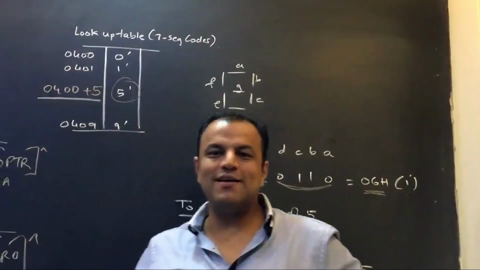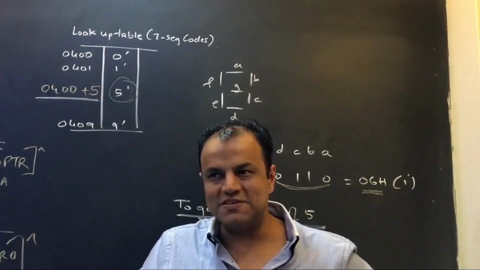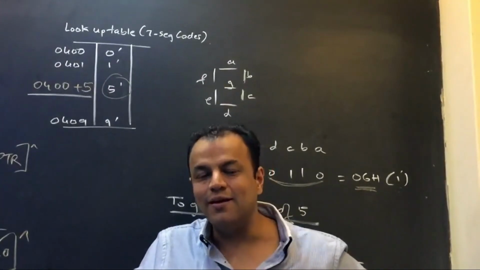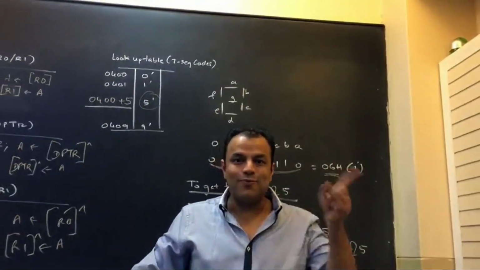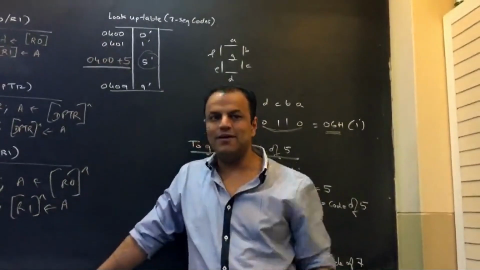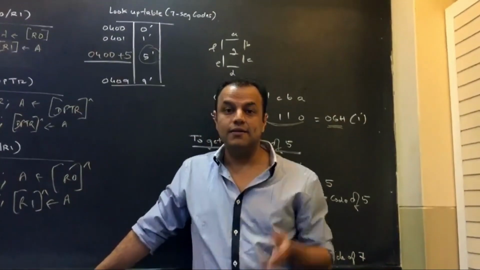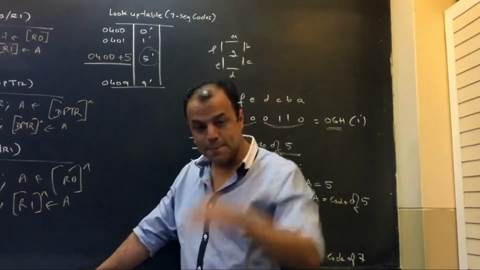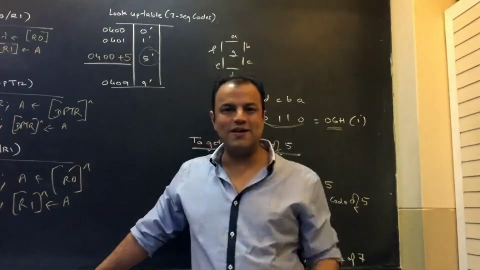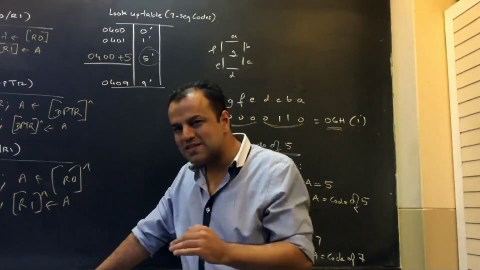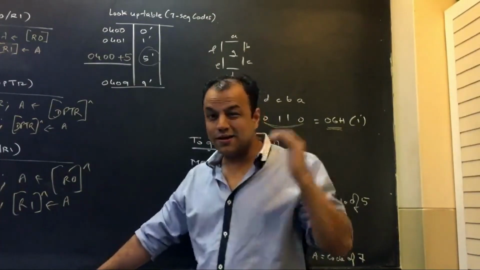Why did I say it like this? Because the table may not start at a sweet number like 0400. It may start at a stupid number like 1359. If it starts at 1359, still the code of 5 will be at 1359 plus 5. If it starts at 1286, the code of 5 will be at 1286 plus 5. So where is the code of 5? Starting address plus 5. Where is the code of 7? Starting address plus 7. Where is the code of any number? Starting address plus that number.